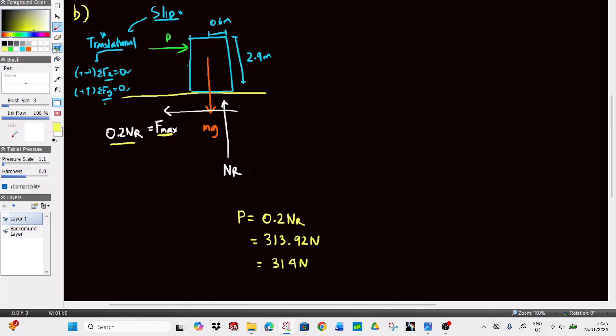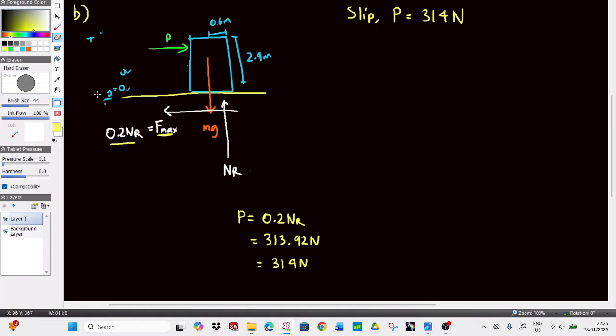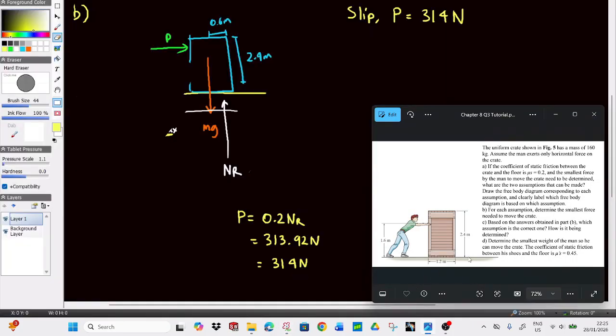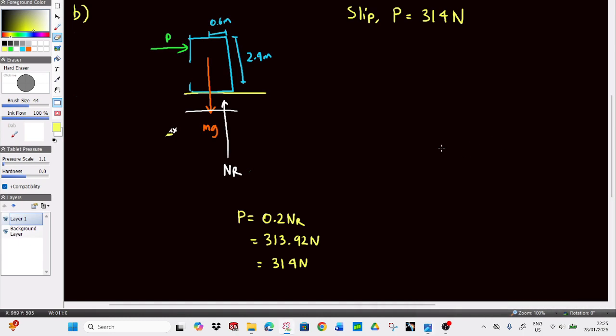And I'm going to write it here. So slip. Okay, for the slip assumption, we know that our P is equal to 314 newtons. So now let's go for the second assumption, which is our tip assumption, because the question wants us to find which assumption is the correct one, to find the smallest force required to move the box.